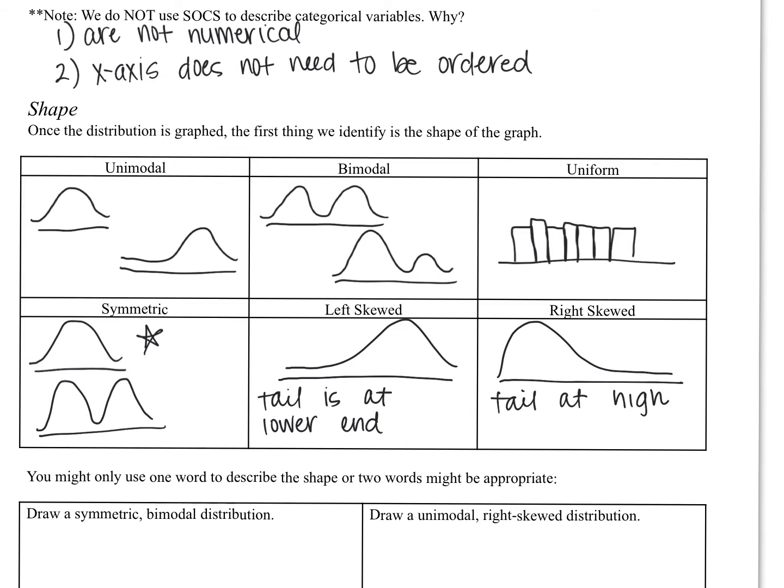Now, when we talk about lower end and higher end, we're talking about in relation to your data set. So the lower end doesn't necessarily mean small numbers. It's small in relation to the data set. And higher end is higher numbers in relation to the data set.